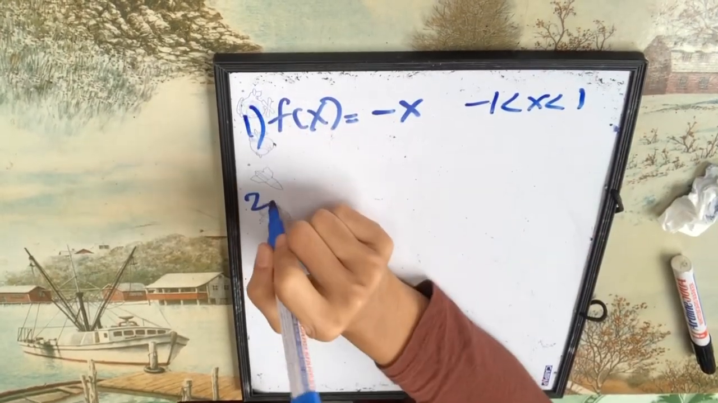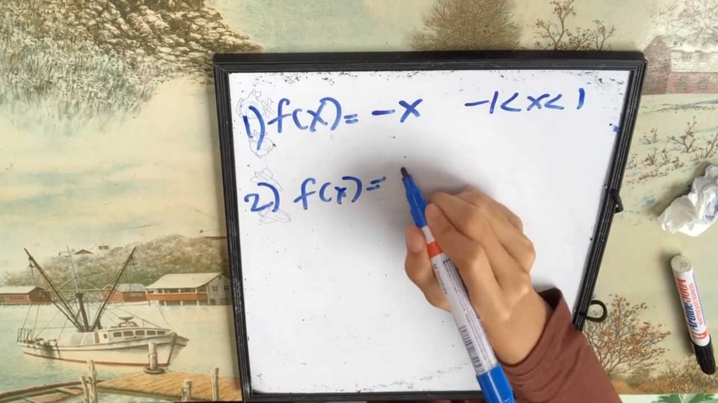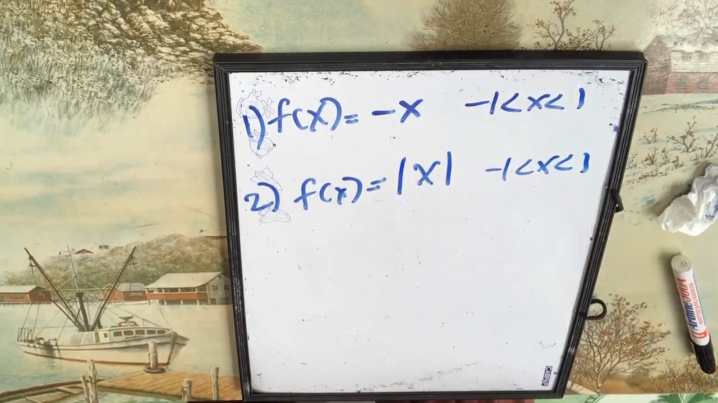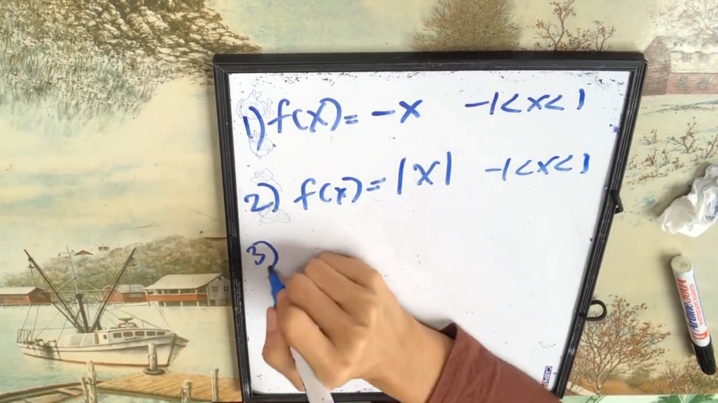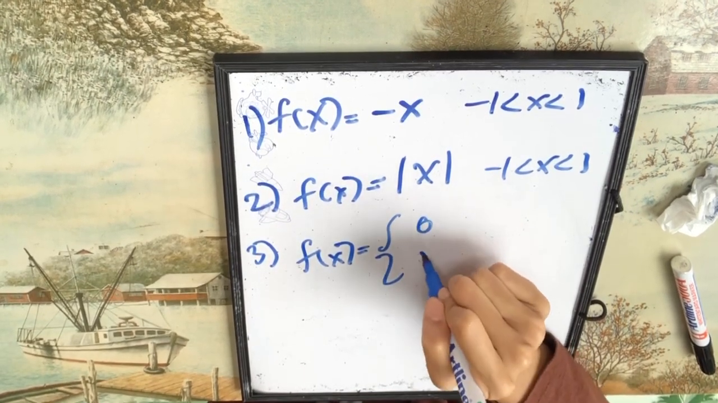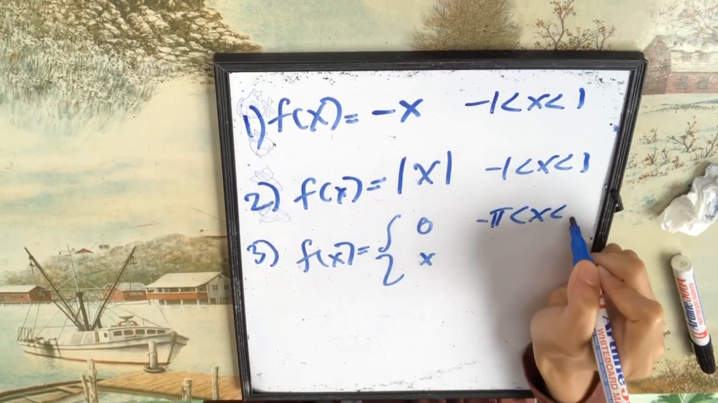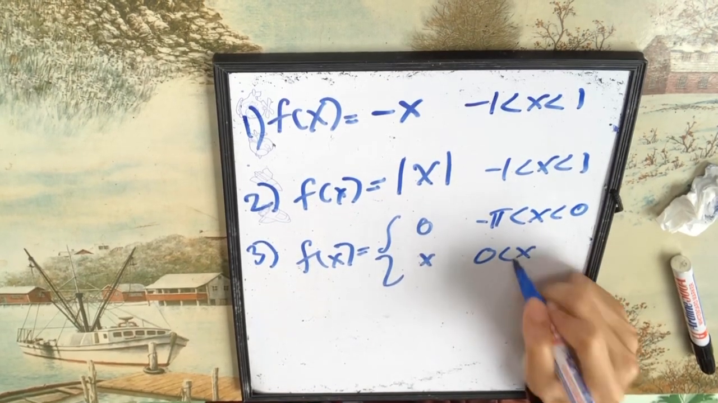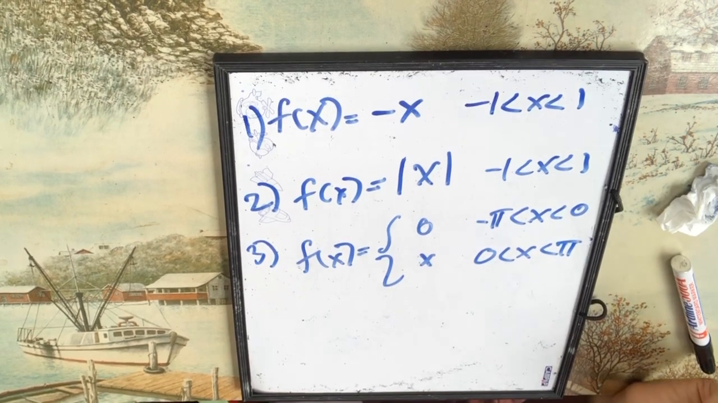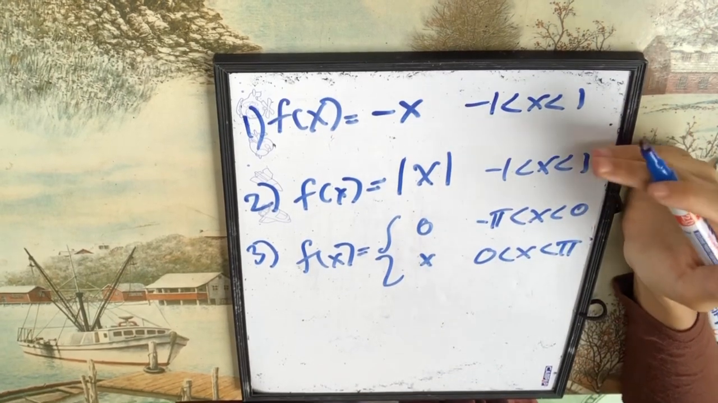The second one, let's say you have a function like this, f(x) equal to modulus x, with the interval here. Let's say you have another function, f(x) equal to 0 for the interval from -pi until 0, and f(x) equal to x for the interval from 0 until pi. Enough for 3 examples here. So here you have 3 functions.